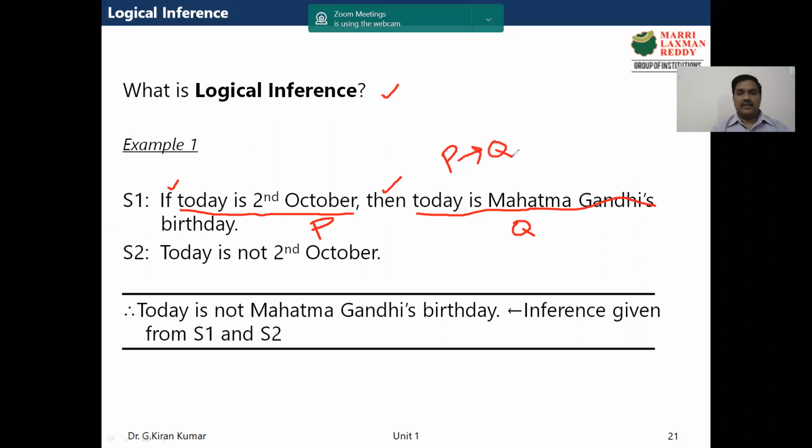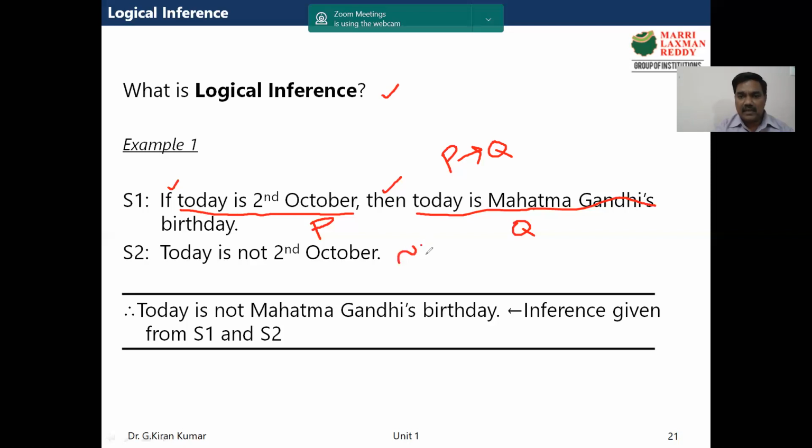Then the second statement is what? Today is not 2nd October. So how do I write this? I already considered "today is 2nd October" as P. If I assume that as P, then "today is not 2nd October" is obviously not a new variable. It is exactly the negation of P, right? So therefore, your second statement is negation of P.